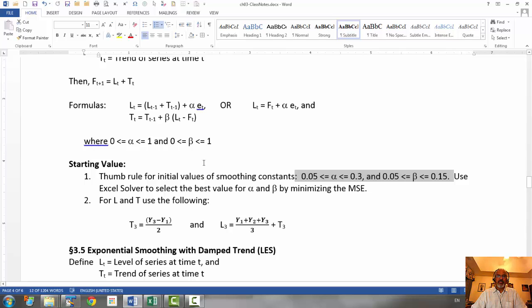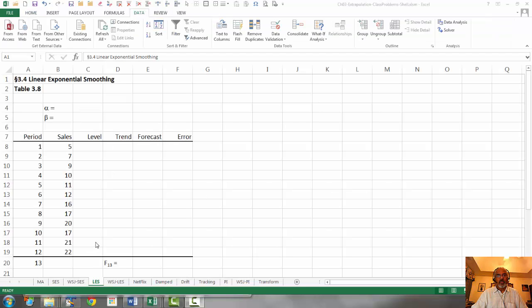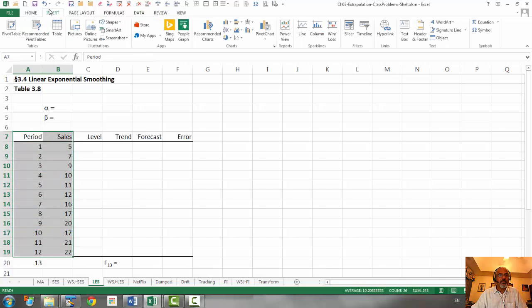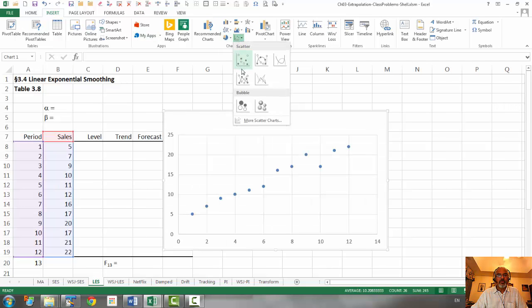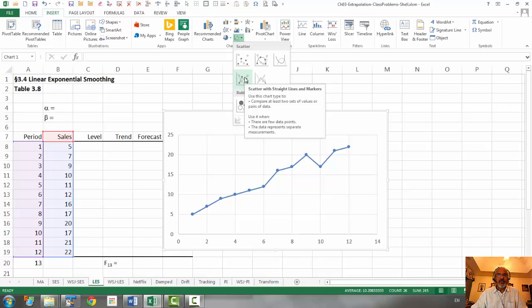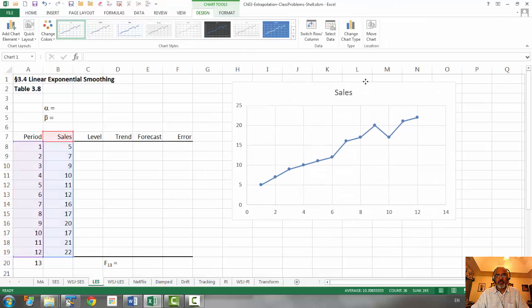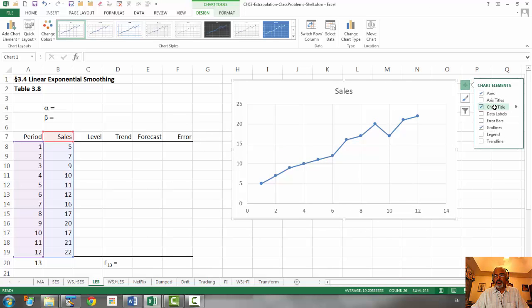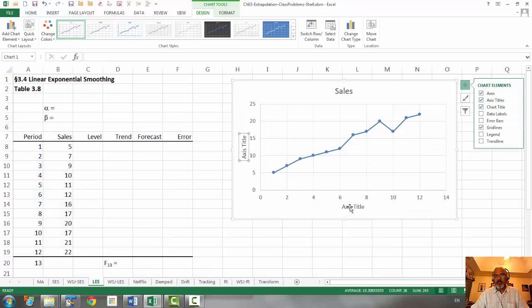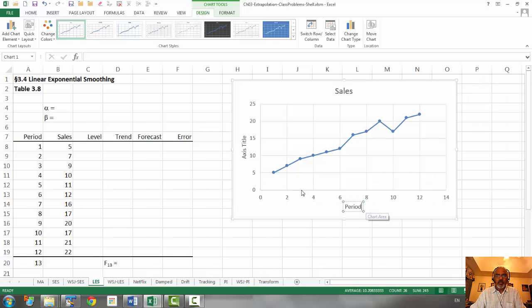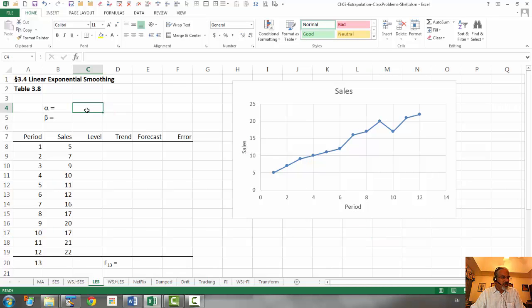So let's now go to the Excel file and set this model up. Okay, so here is the data. Let's first plot the data and see what it looks like. We can use a scatter plot, connecting the points. Okay, axis titles. So this will be period, and that is sales, and you can see there is a clear trend in the data. So let's use initial values 0.3 and 0.1.